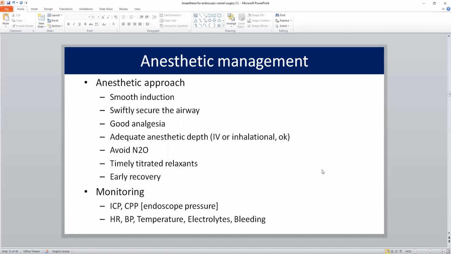And therefore, when there is occlusion or prevention of any egress of the CSF or of the saline that is injected, this can result in an acute rise in intracranial pressure and can result in alteration in the heart rate, such as bradycardia, tachycardia, hypertension, hypotension.